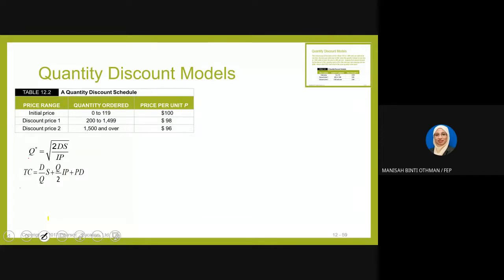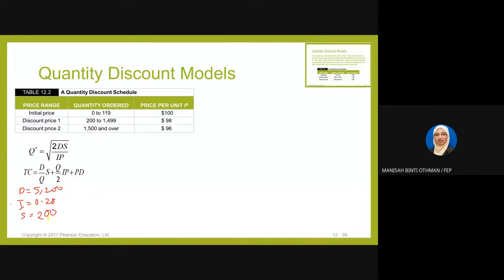Okay, so D is what? 5,200. D is 5,200. I is 0.28, 20%, isn't it? S is, how much for S? $200. Okay, so $200. This is all the information that you need.